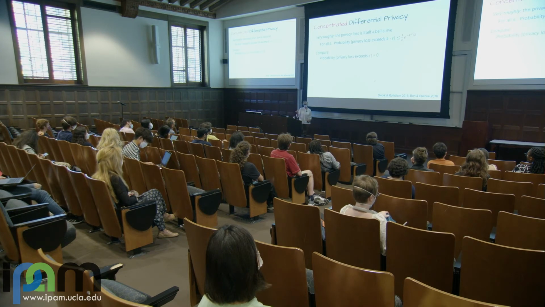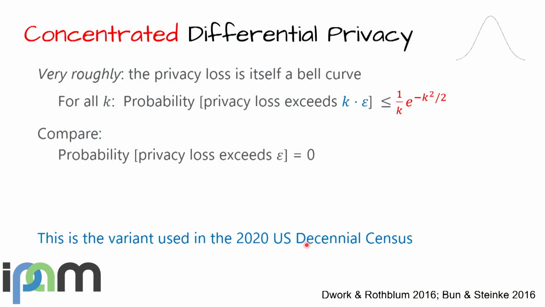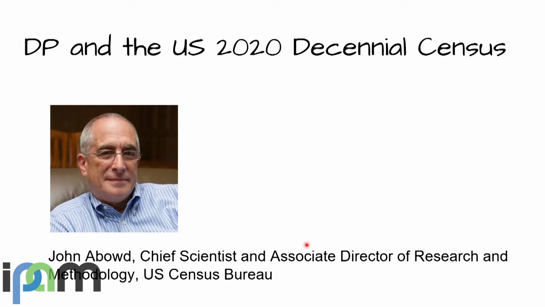So this is what we're comparing it to. And this is why it's a relaxation of the original definition. And this is the variant of differential privacy that's used in the 2020 Decennial Census. It was tailored to huge levels of composition. All right, so now we can talk about differential privacy and the 2020 Decennial Census. So differential privacy is now widely used in industry.